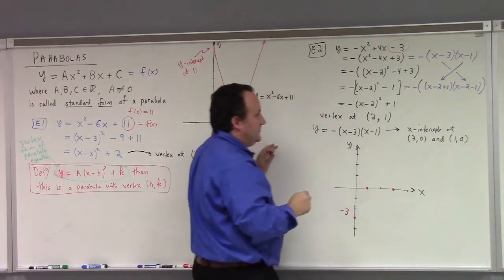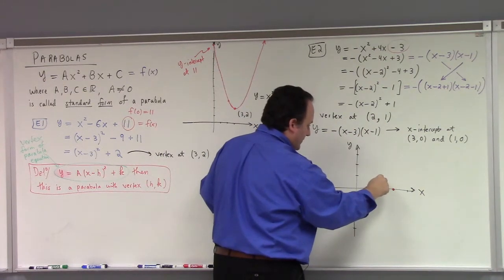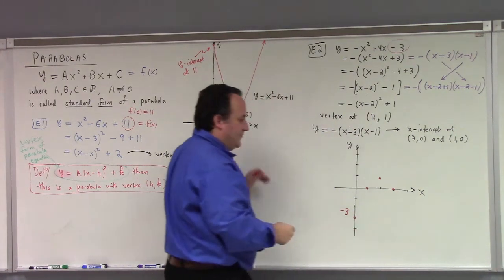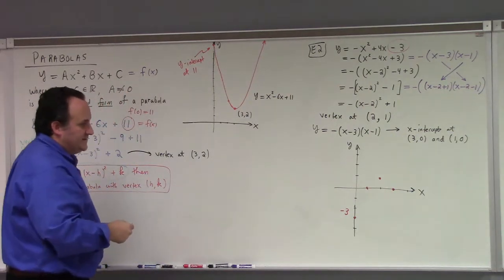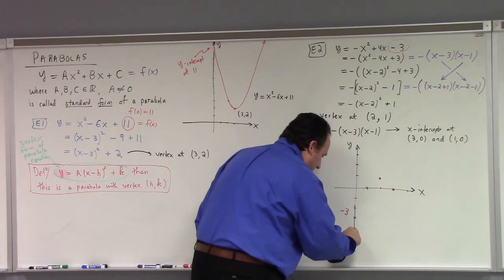And where was my vertex? My vertex was at (2, 1). Man, I like this example. This example is real pretty, all these whole numbers. Fits on the graph all nice and pretty.